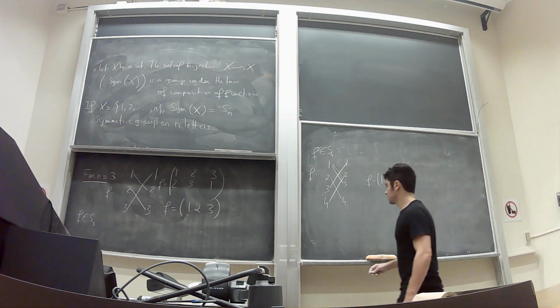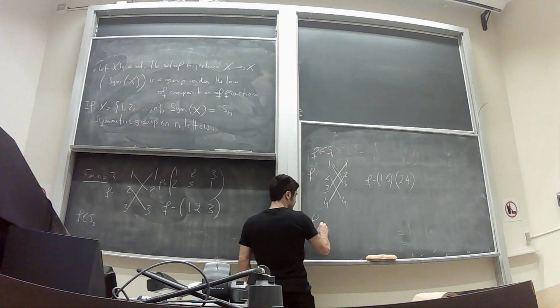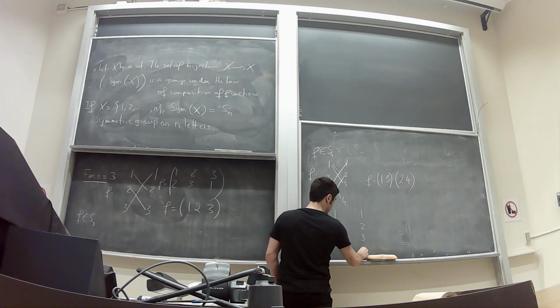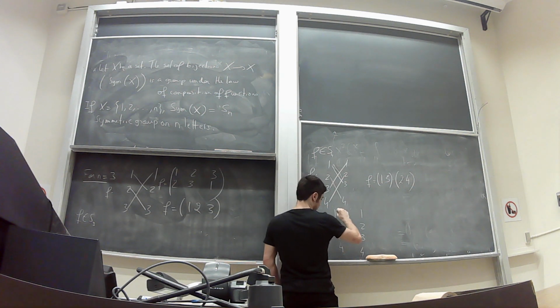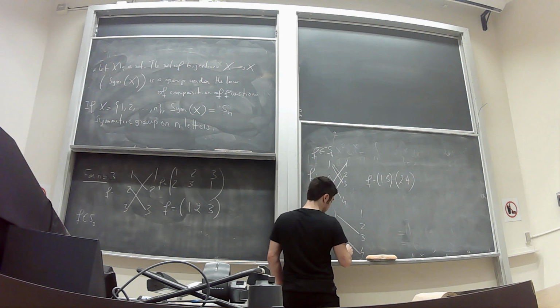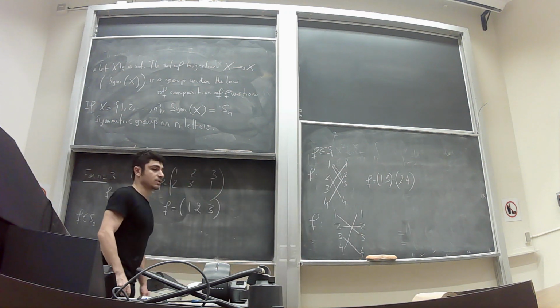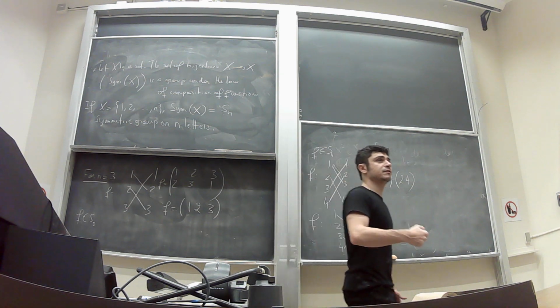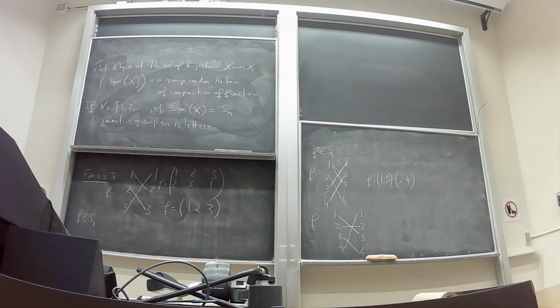Let's do one more. F on 1, 2, 3, 4 sends 1 to 3, 3 to 4, 4 to 1, and 2 to 2. Could you write this? Okay, please take 15 seconds to write this down.